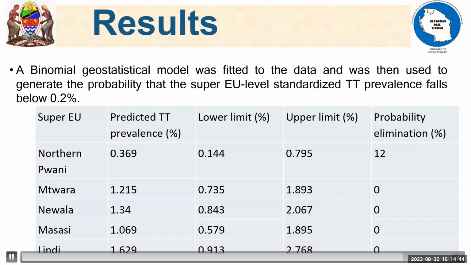The outcome of this analysis indicates that the probability of all evaluation units having successfully achieved TT elimination was nearly negligible. As a result, a decision was made to reinstate the TT surgery program across all those 11 districts. Additionally, plans are underway to carry out impact assessment using the same methodology and within the same super EUs once the TT surgery program is completed.